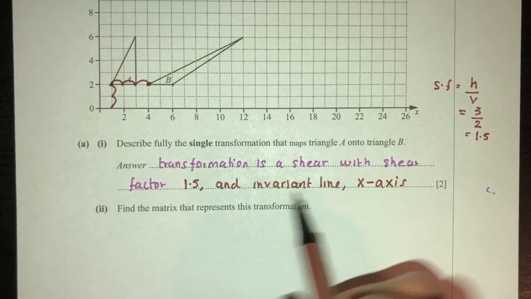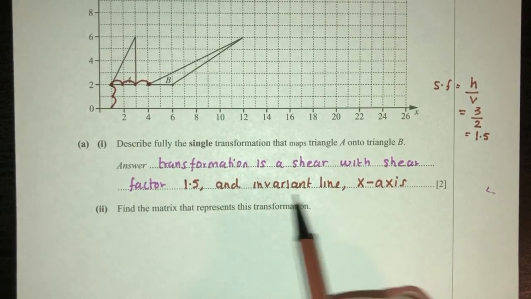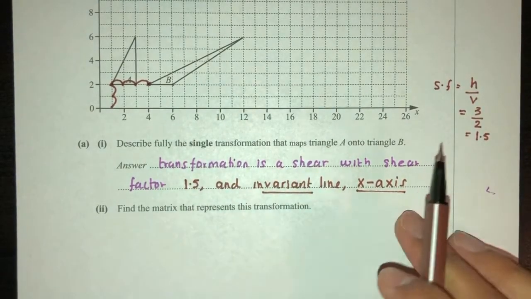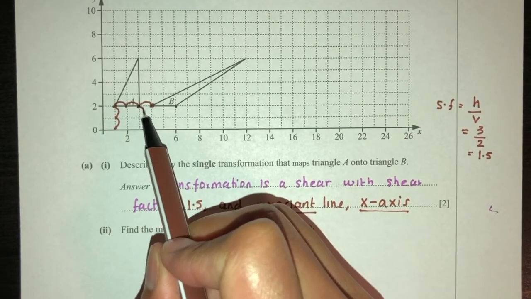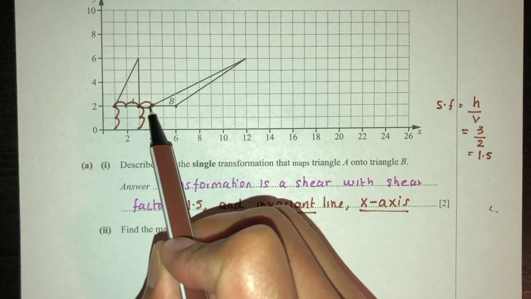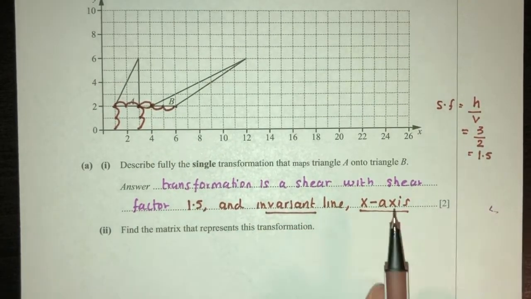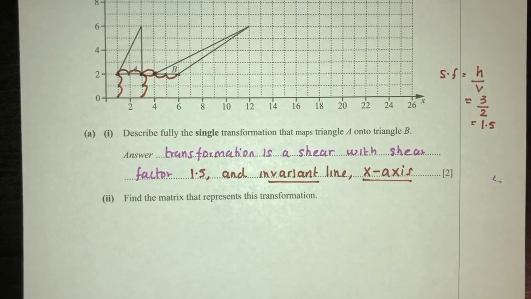So it's the line that we count from. So we count 1, 2 from this line. That's why it's called the invariant line, the x-axis. Now we can test to see if that is true for other points. Let's say we use this point. This point became this point. So that will be 1, 2 became 1, 2, 3. So that will be 3 over 2, same value. So that will be the shear factor for this transformation.